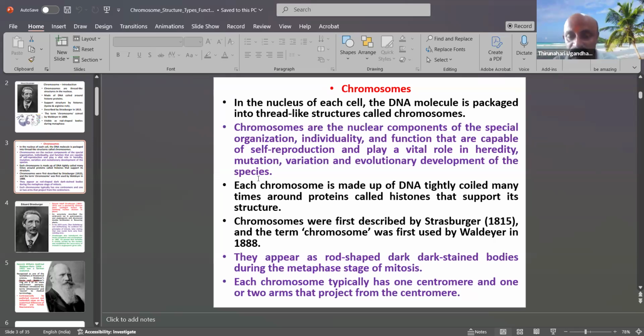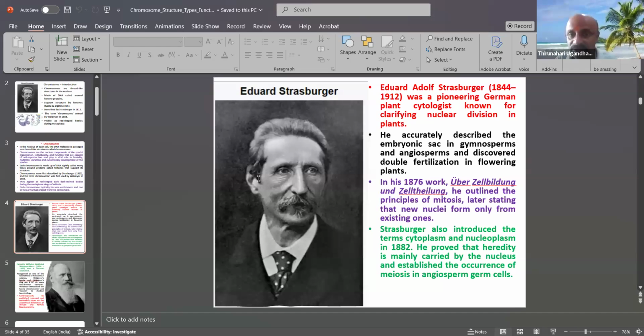Each chromosome typically has one centromere and one or two arms that project from the centromere. The connection between the two chromatids is called the centromere. A kinetochore is present at the centromere. That is a part of the chromosome. Edward Strasburger was a pioneering German plant cytologist known for clarifying nuclear division in plants.